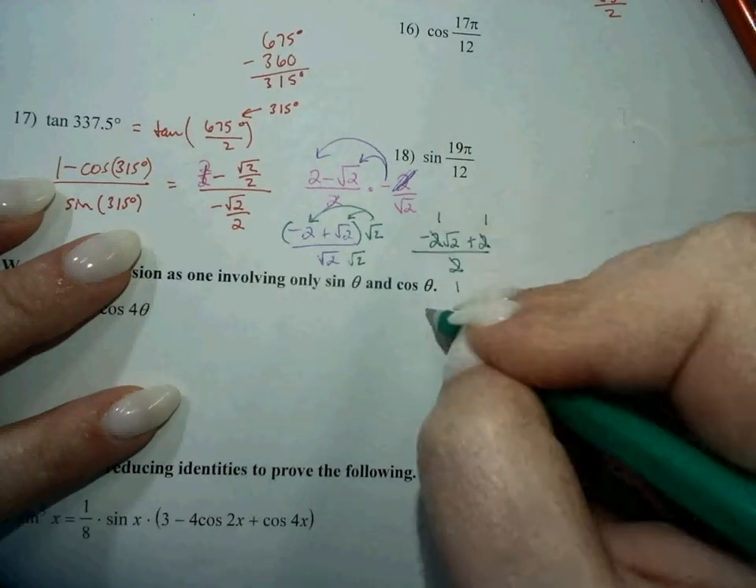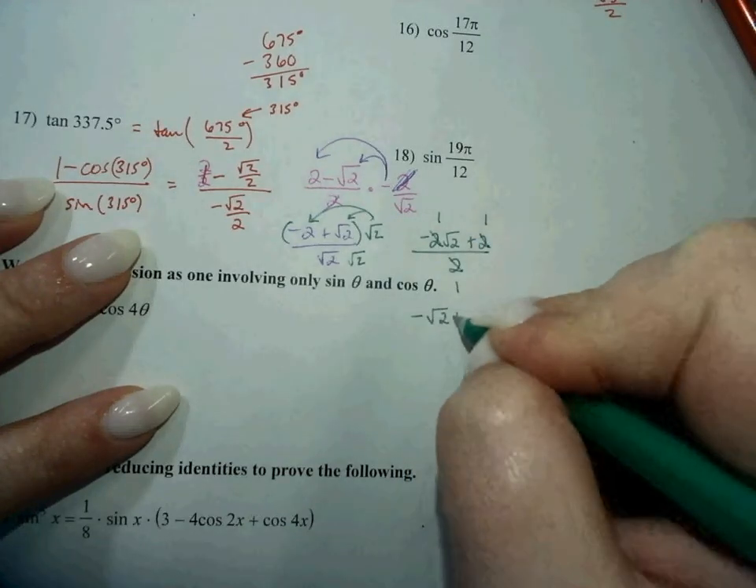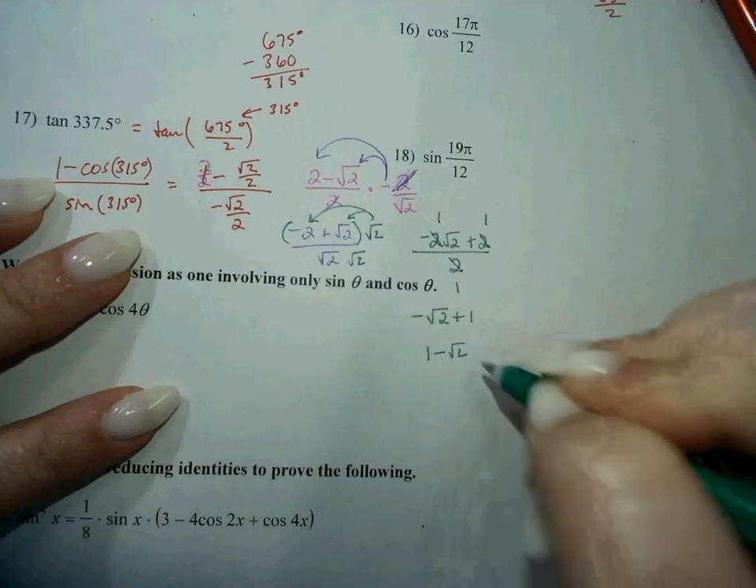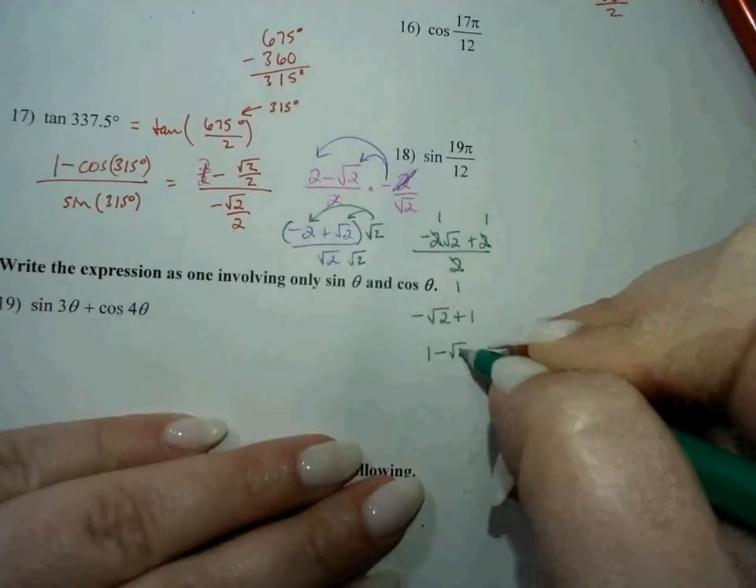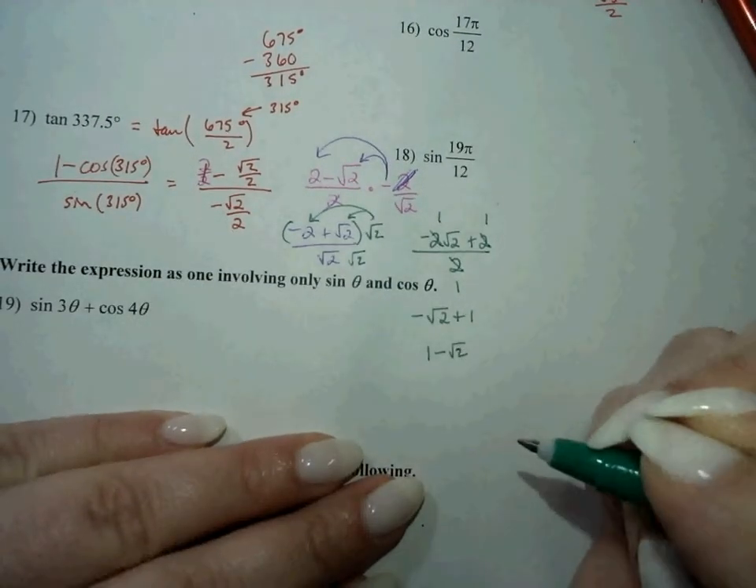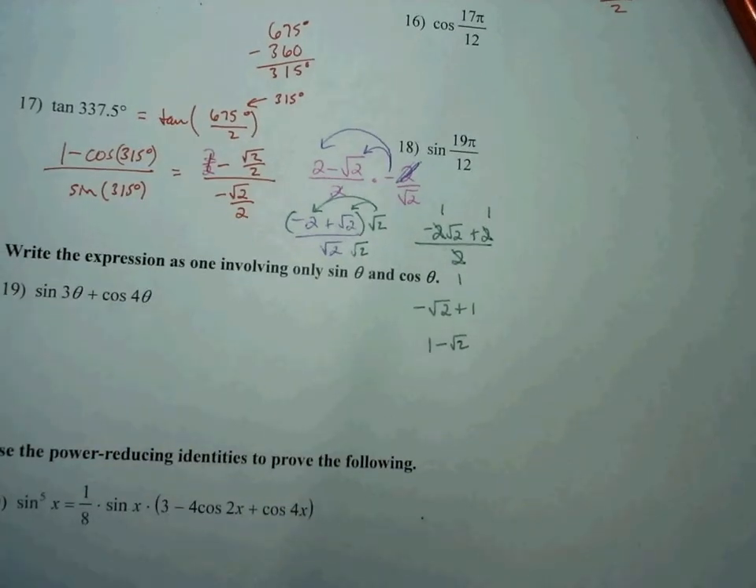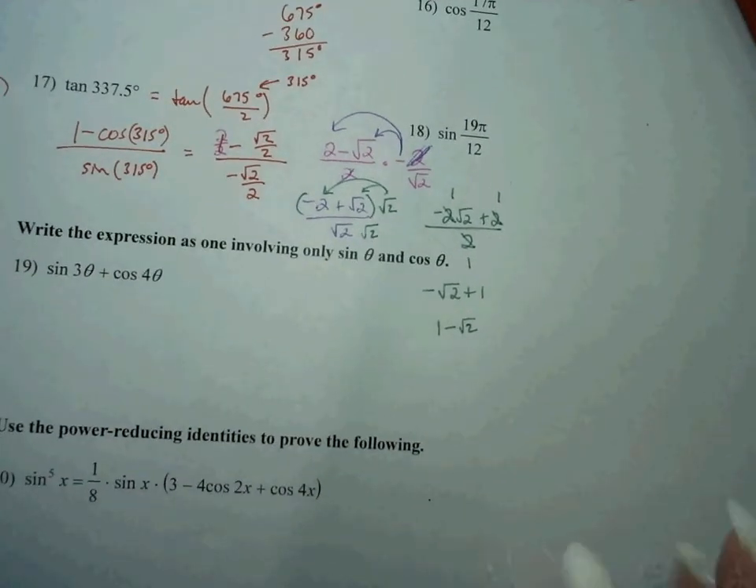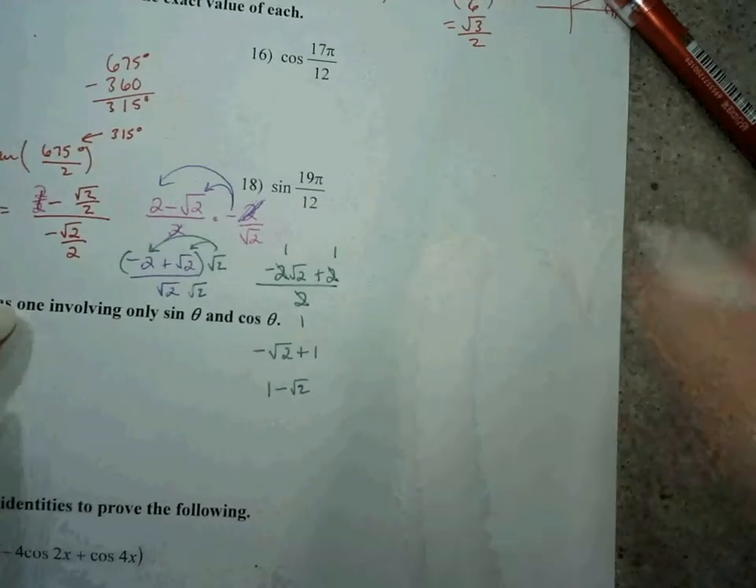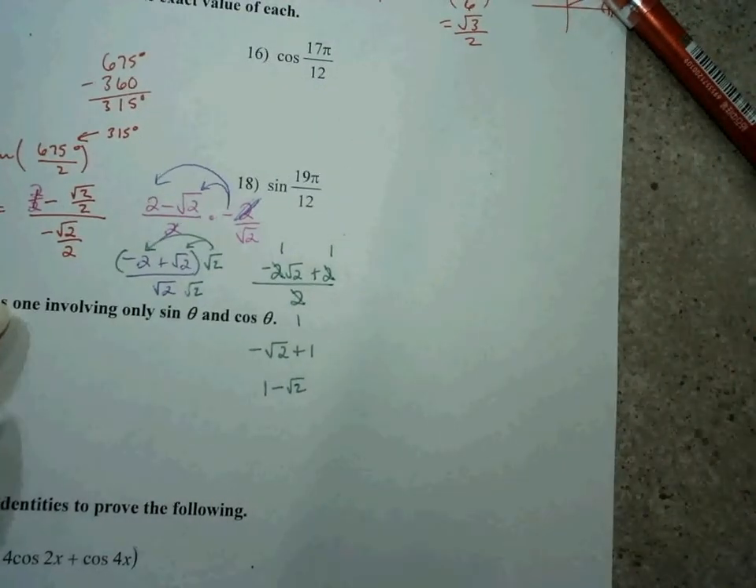And I notice that all of these are divisible by 2. So if I divide this by 2, I get 1. Divide this by 2, I get 1. I divide that by 2, I get 1. My final answer is going to be negative root 2 plus 1, or 1 minus the square root of 2. And there we go. Okay, I should have left more space for that.